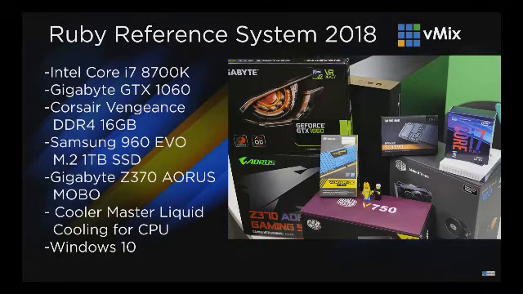So we've got the i7 8700K, the 1060, RAM. We've changed out the SSD to an M.2 drive just for speed and reliability. So that's what we've got for our Ruby reference system. You can see that on our website, or you can get one of our lovely resellers to build you one if you like. So that is our new Ruby reference system for our website.